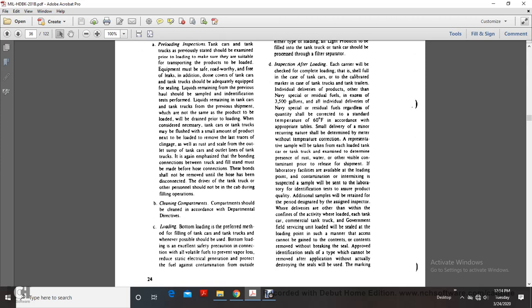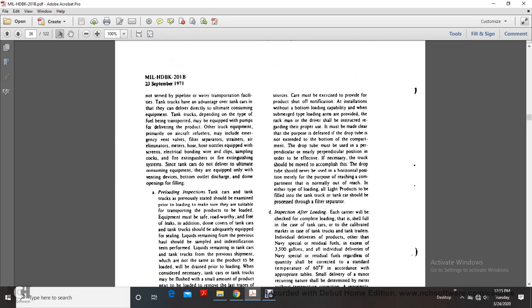Cleaning compartments. The compartments should be cleaned in accordance with the departmental directives. Loading. Bottom loading is the preferred method of filling tanker cars and tank trucks whenever possible. Bottom loading is an excellent safety precaution in connection with volatile fuels, preventing vapor loss, reducing static electrical generation, and protecting fuel against contamination from the outside.